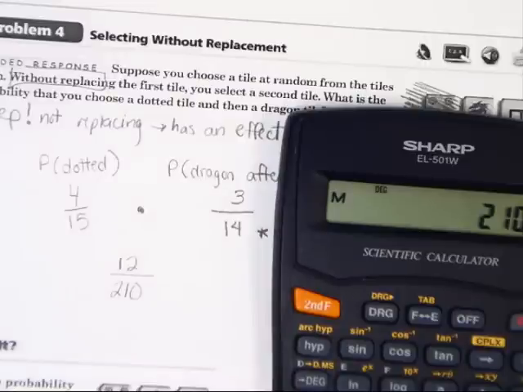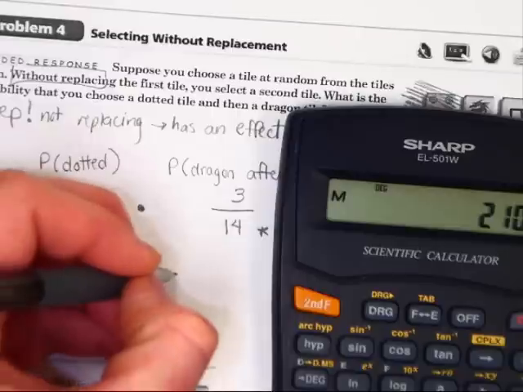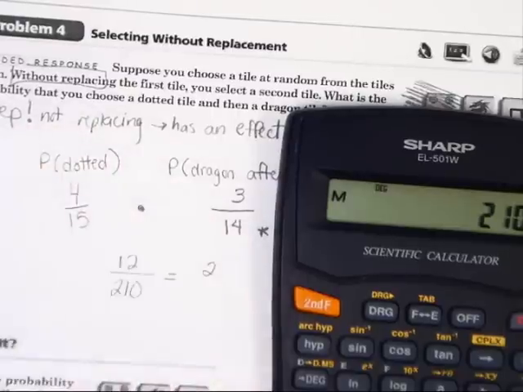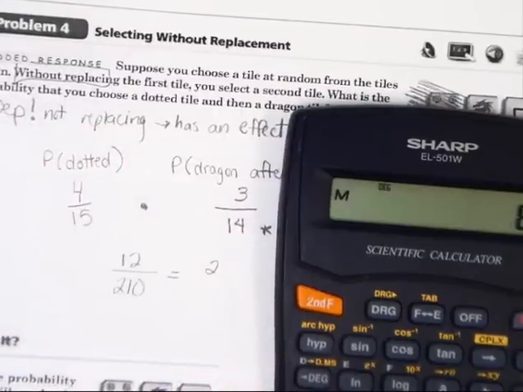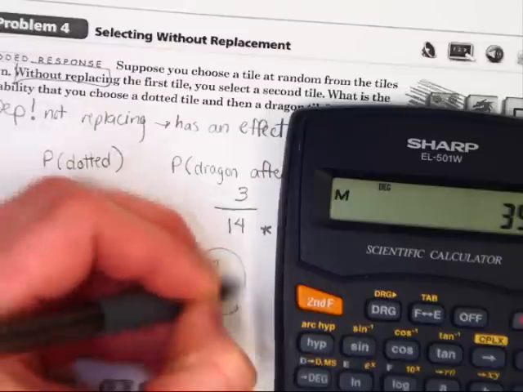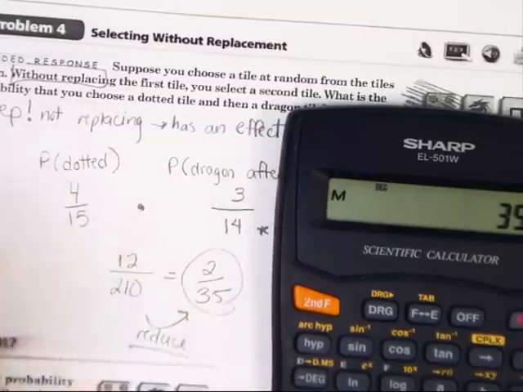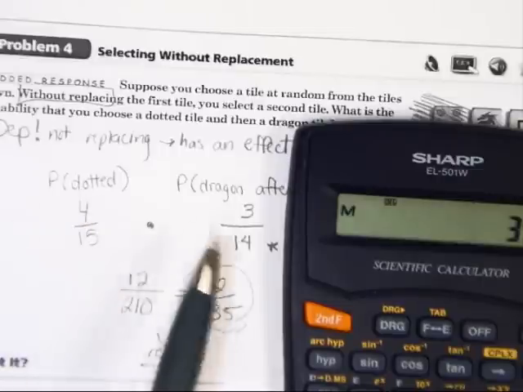I know that 6 goes into both of those. So 6 goes into 12 twice, and 6 goes into 210 35 times. So make sure you reduce. You can reduce at the end, or you could reduce up here.